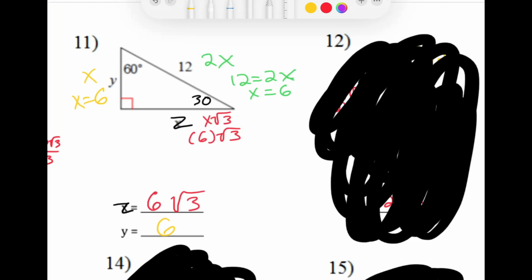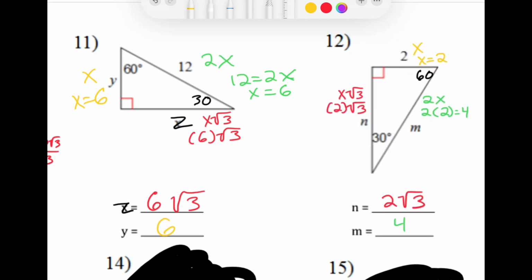Number 11, you should have gotten z is 6 times the square root of 3, and y should be 6. Number 12, n should have been 2 times the square root of 3, and m should have been 4. If you need to pause the video, if I'm going too fast, please do so you can look at my work.